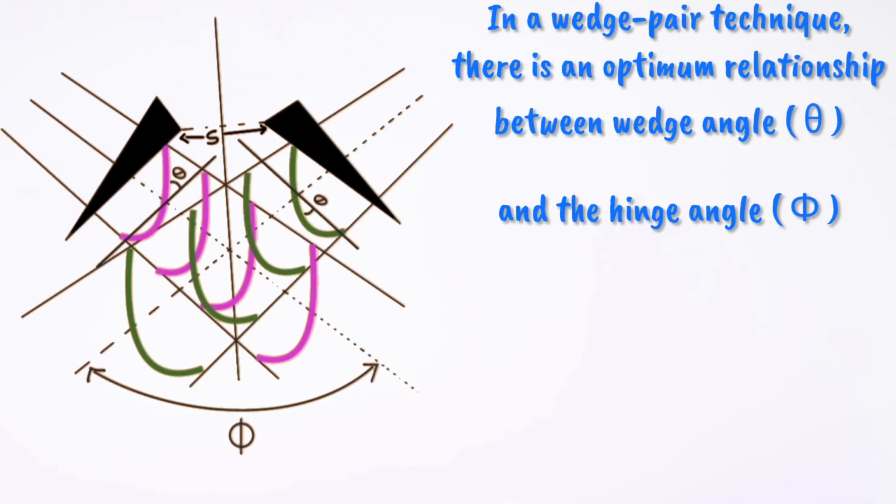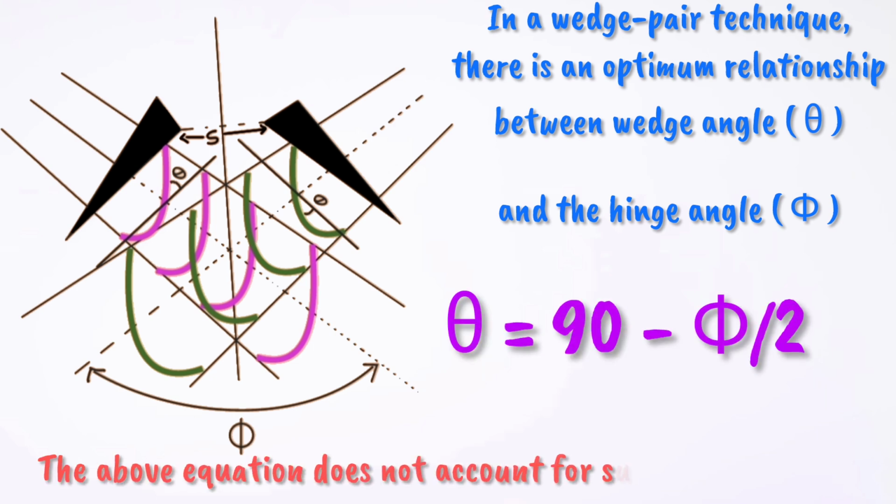In a wedge pair technique, there is an optimum relationship between wedge angle and the hinge angle. The above equation does not account for surface irregularity. Relationship between wedge angle theta and the hinge angle phi.